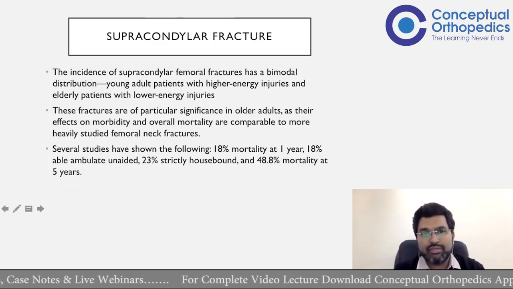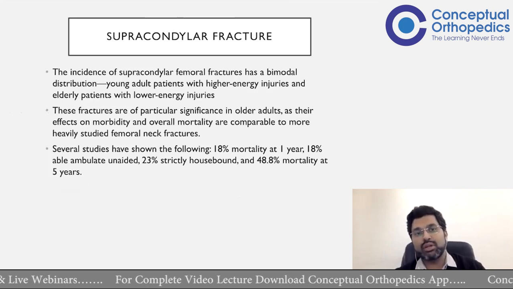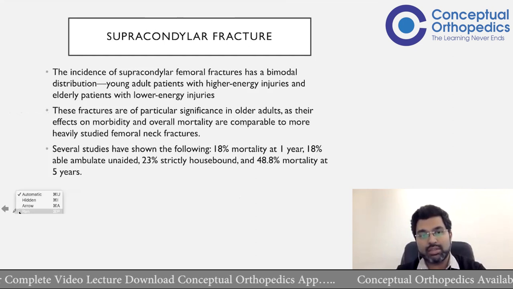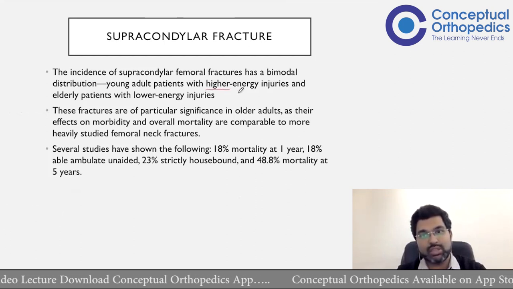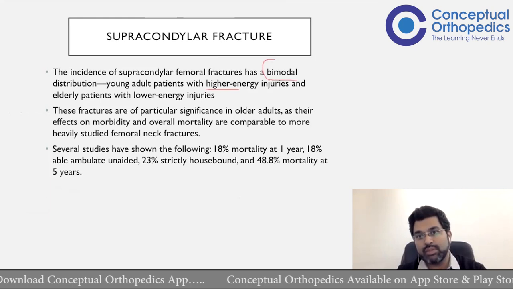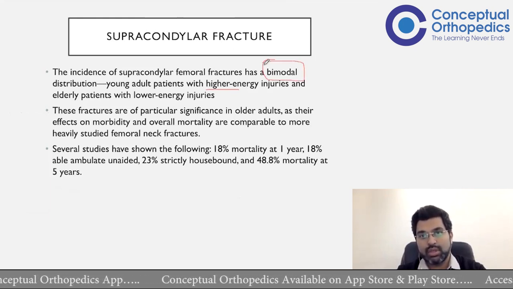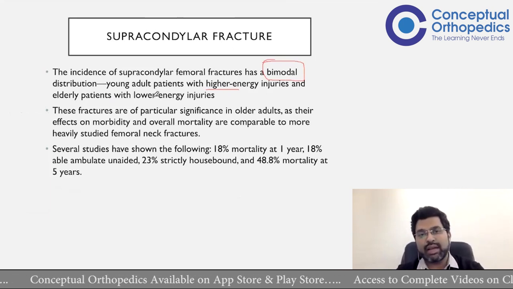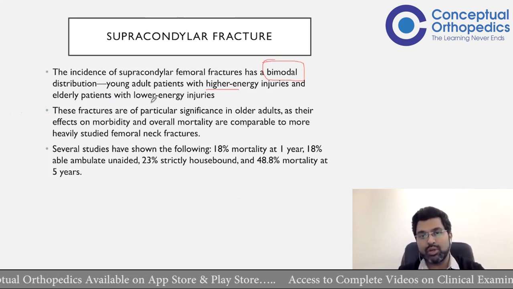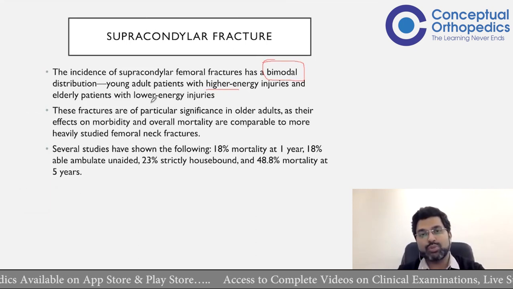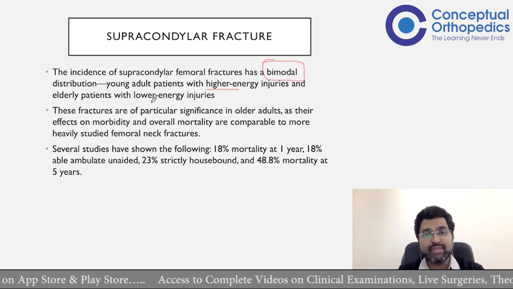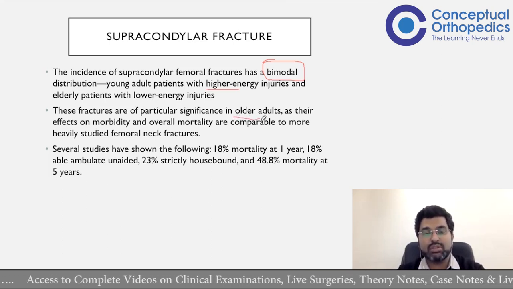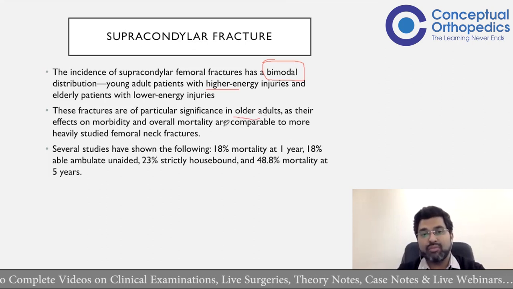In terms of supracondylar fracture, it has a bimodal distribution. It can happen in young adults in a high velocity injury, in an RTA. So bimodal means two main age groups: one is young adults and one is elderly. Elderly patients will usually have a low energy fall, like a ground level fall or a twisting injury, that can lead to a supracondylar fracture.